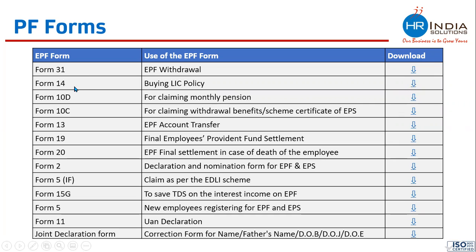Form 14 we have not discussed, but anybody who wants to pay their LIC policy contributions can fill a form and make it a mandatory ECS from their salary. From salary, your LIC policy premium will get debited. No, from PF it will go. So one can pay LIC policy premium from PF also. Then Form D we have seen for claiming monthly pension. Form C. So all these forms are downloadable, and you can click and have a look at the forms.